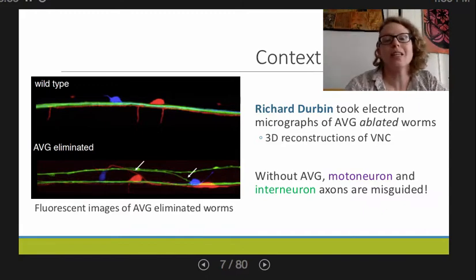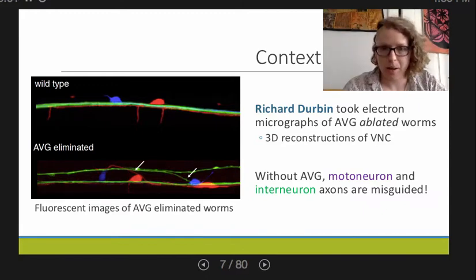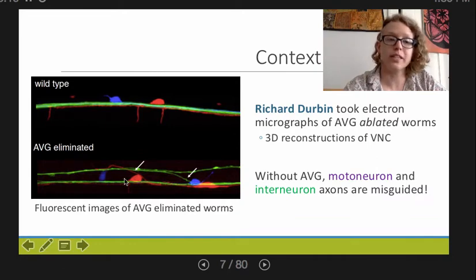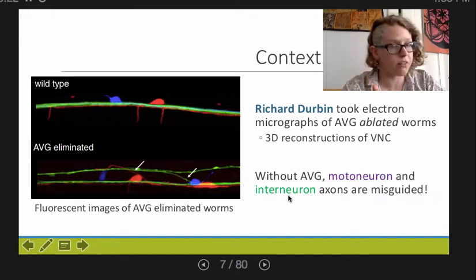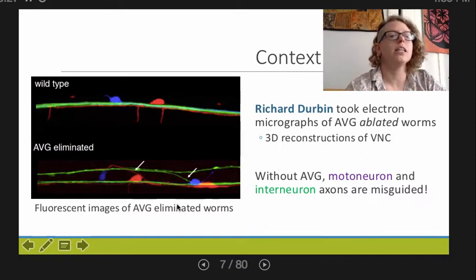He did basically the same experiment that Richard Durbin did, ablating, killing that AVG cell. But instead of doing the electron micrographs, he used fluorescent markers. So here, the interneurons are in green. We've been seeing them in red in the past, and we'll see them in red in the future. Interneurons are red, generally. But in this specific image, they're green.